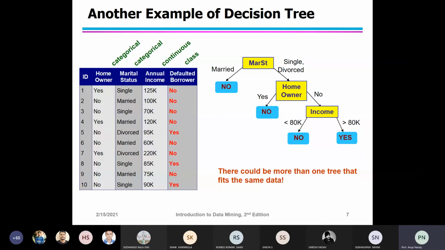Now we'll see another example of a decision tree. Instead of taking homeowner as the root node, here we are taking marital status as the root node. Next, you grow the tree in this direction, and then you finally have these things. Now, how do you grow it? There is a splitting criteria that I'll explain to you. And there could be more than one decision tree which fits the same data.